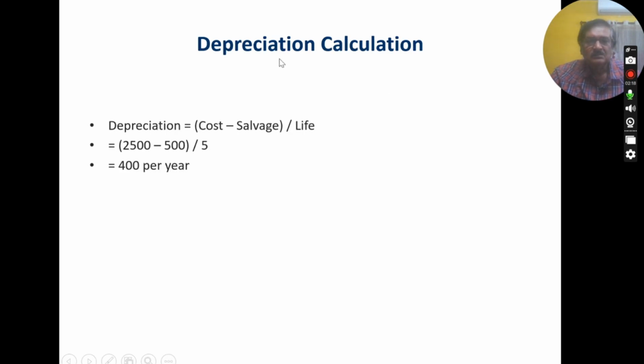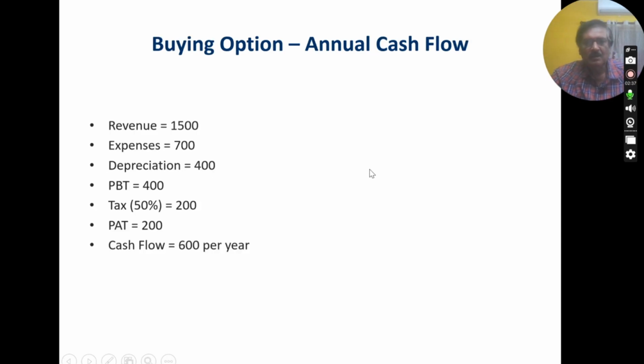Okay. Now, depreciation calculation. It is a straight line method. That's why cost of the asset minus salvage value divided by life. Cost 2,500 minus salvage value rupees 500 divided by 5. That is rupees 400 per year. Depreciation.